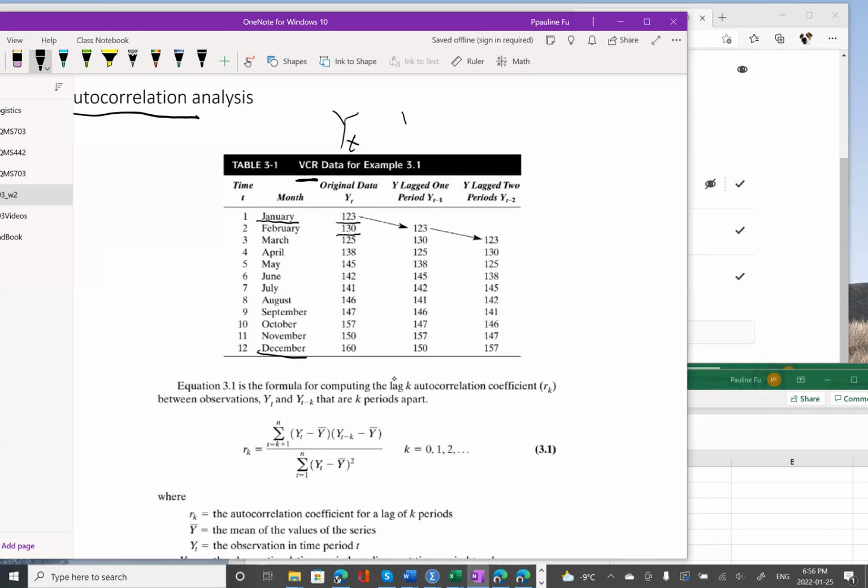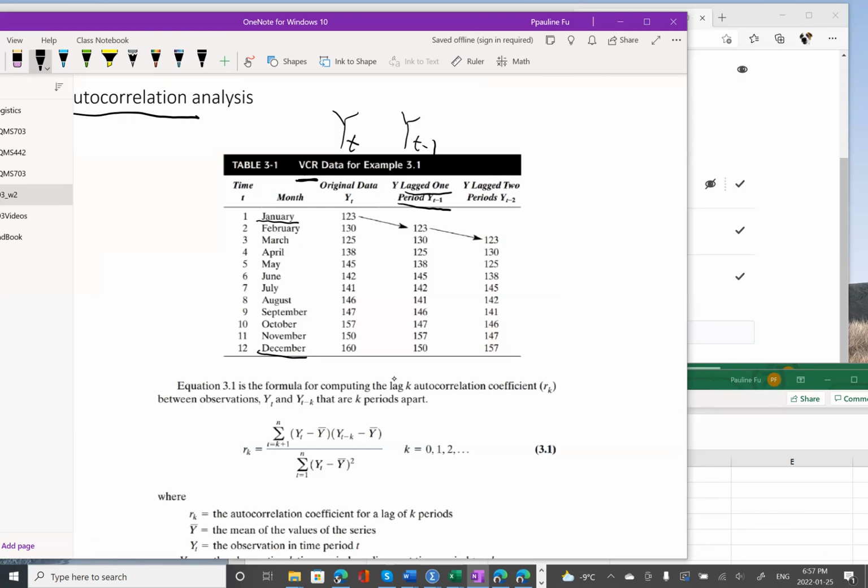Now I will introduce Y_T minus 1. Y_T minus 1 represents lagged one period. What is lagged one period? You move this number 123 down one position, and it comes to here. Then when you move this 130 down one position, it comes to here. Then you get this lagged one period. We use Y subscript T minus 1.